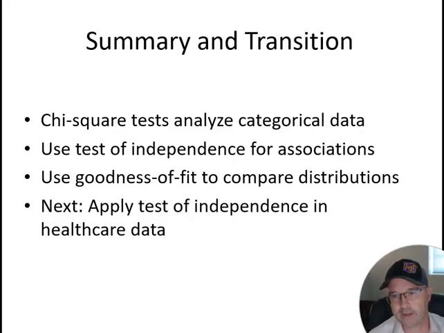So in summary and translation, chi-square tests analyze categorical data. It's a test used to test independence or association. We use it for goodness of fit, which we are going to look at. And next, on Wednesday, you're going to learn how to apply the test of independence in some more healthcare data.